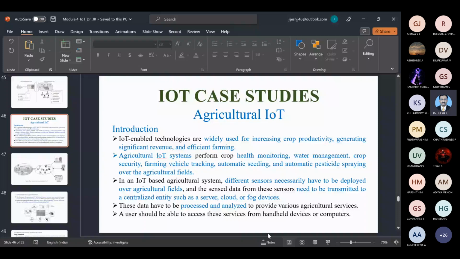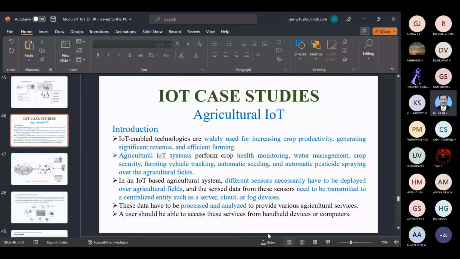So this is what the sensors and agriculture land, which we have taken in many scenarios before also. Let us just see what it is all about. You can see the basic architecture of an agricultural IoT is that many sensors will be deployed in the agricultural farmland.